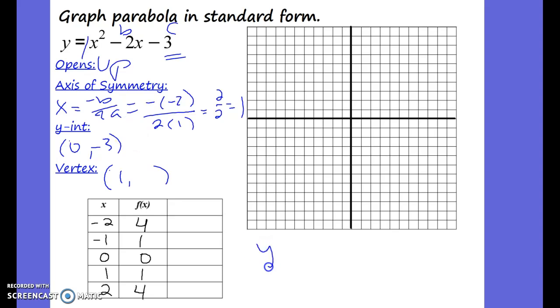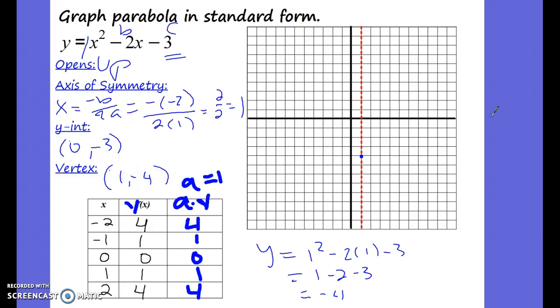So I'm going to plug this in. That'd be 1 squared minus 2 times 1 minus 3. Well, 1 minus 2 minus 3 would be negative 4. So that's our vertex. So we have our vertex on our axis of symmetry. We're going to use that same pattern from our parent function to graph the rest of this.